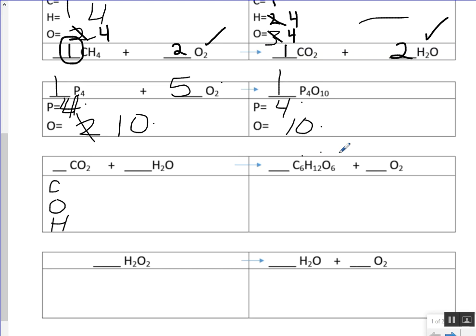And what I tend to do is write them in the same order so that it's easy to just do a cross comparison. So I know I have C, O, and H on both sides. And that's what we should see. We should have the same elements on the left and the right. It's just that the numbers usually come up different.